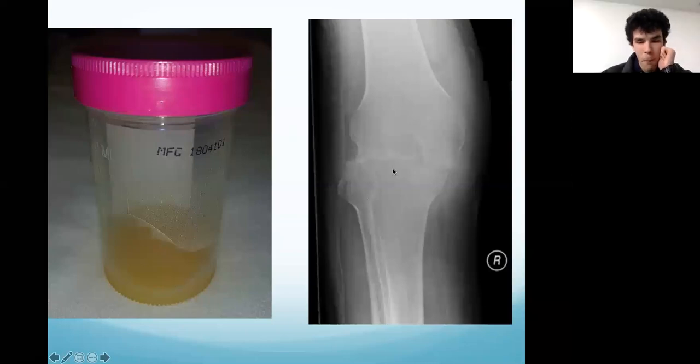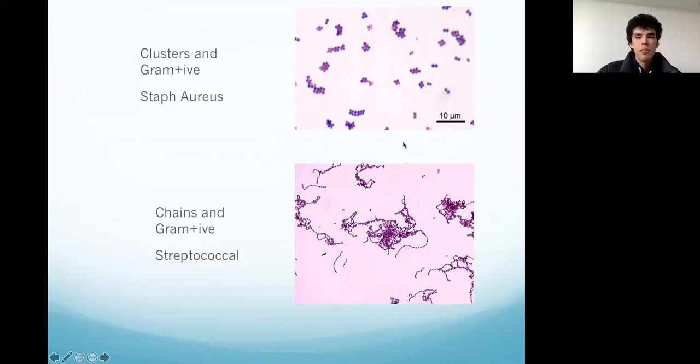It looks pretty gross. And here you can see that the joint space is gone, and you can barely tell where one bone ends and the other one begins. You're probably not going to have to figure out what septic arthritis is from the x-rays, but just know it looks awful.